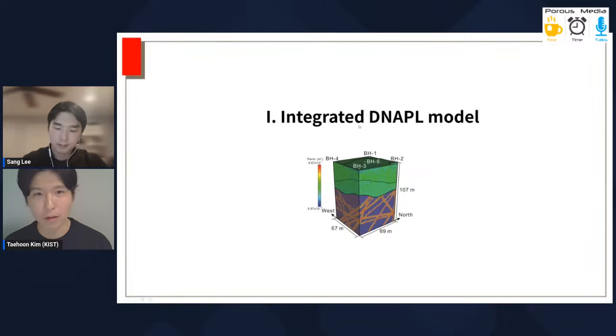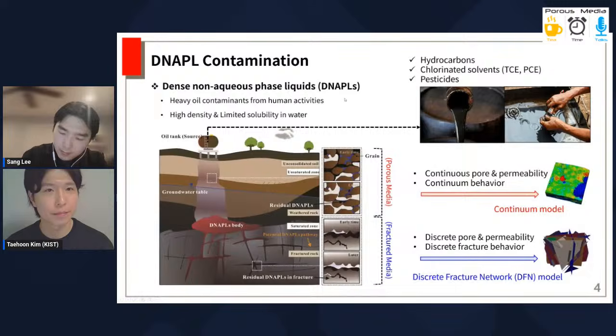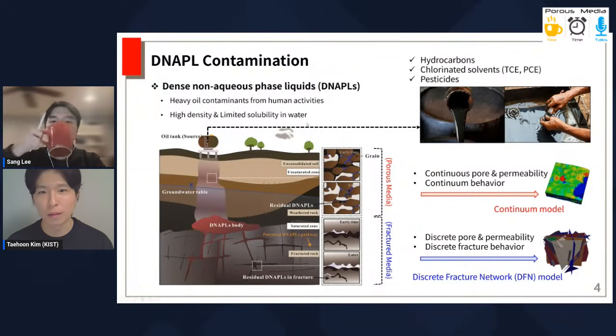And this is part one, integrated DNAPL model. So what exactly is DNAPL? It stands for dense non-aqueous phase liquid. So basically it's a heavy oil contaminant from human activities, and it has high density and limited solubility in water. Examples contain hydrocarbons, chlorinated solvents like TCE and PCE, or some pesticides. When these are released into the subsurface, they migrate downward toward the top of the bedrock, and when they reach the fractured rock, they can migrate all the way down through the permeable fractures below. So these two media are fundamentally different in their geological structures or characteristics.